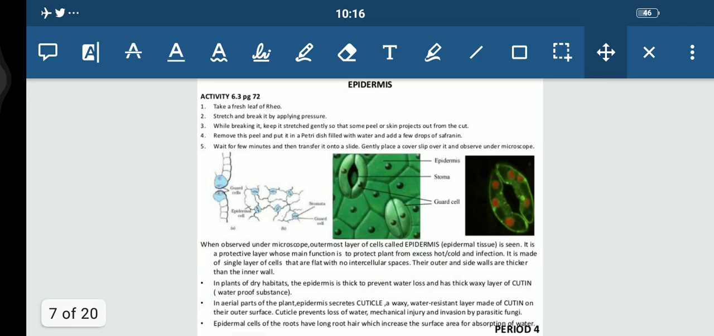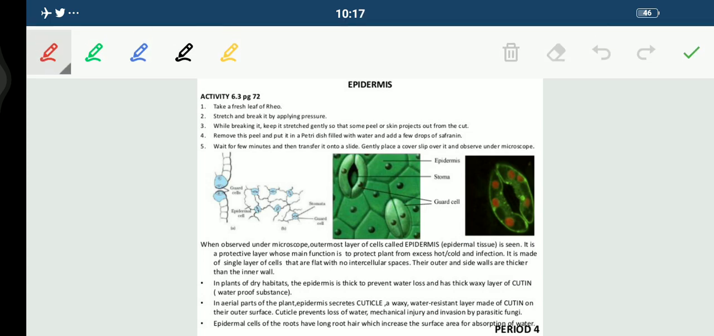Fine. Now here is an experiment, or I would say an activity, that we are going to perform practically. But here I want everybody to listen to what exactly we have done. So we are going to study the epidermis. For that, what we have to do, we have to take a fresh leaf. Fine. We'll be taking the leaf of the Rhoeo plant. Now what we have to do, we have to stretch it and break it by applying pressure.